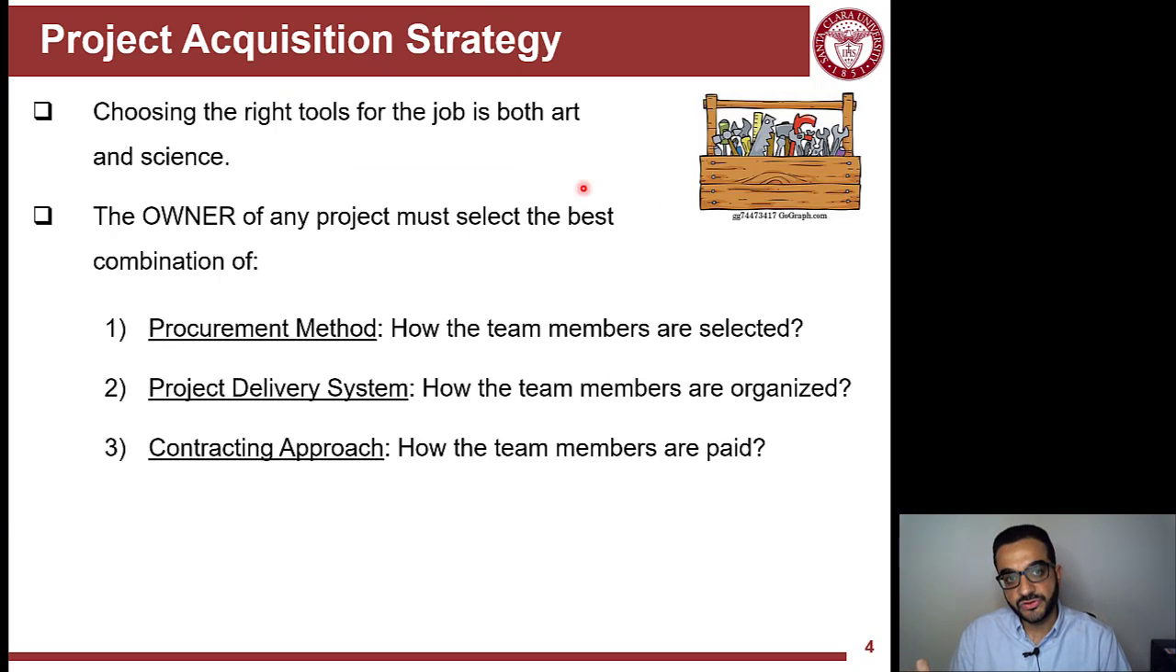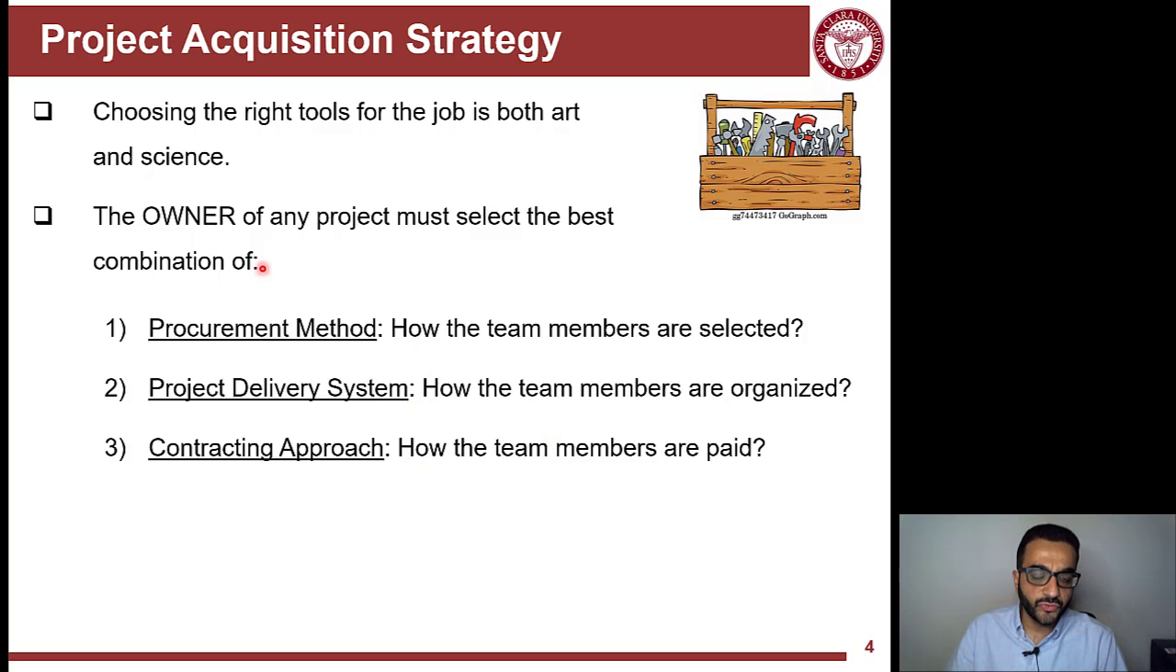The project delivery system is part of a bigger picture, what we call the acquisition strategy of this project. So project delivery system is one thing, but there is also procurement method and contracting approach. Procurement method is how team members will be selected. Delivery system is about how these team members will be organized. And then the last thing, how these team members will be paid. So we'll cover each one of these.